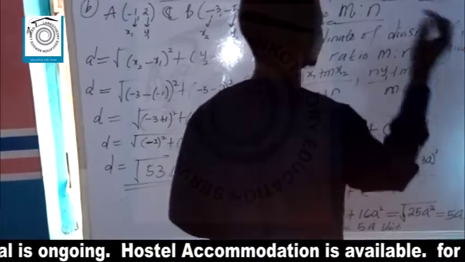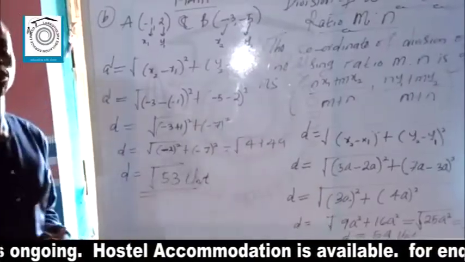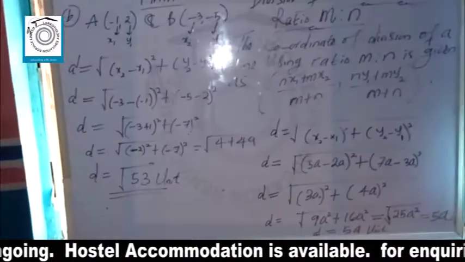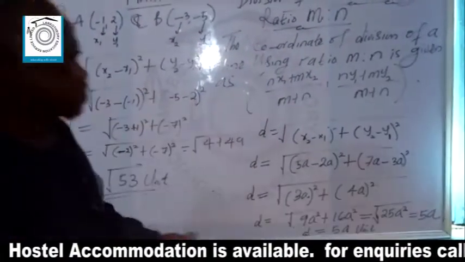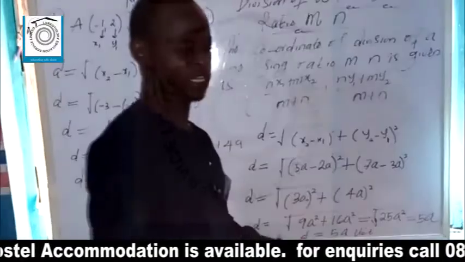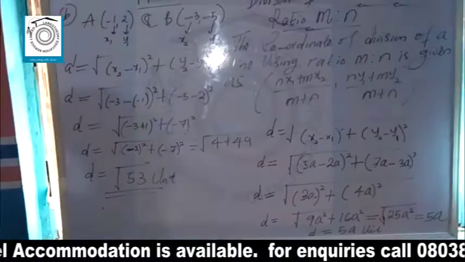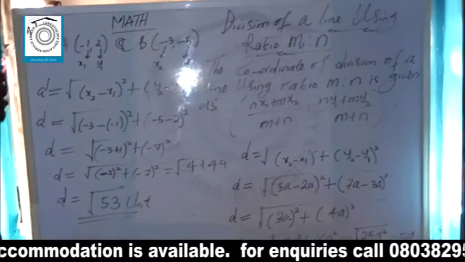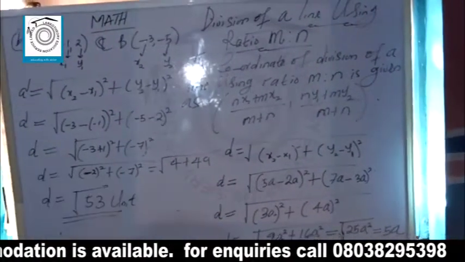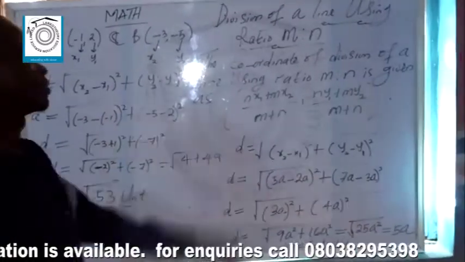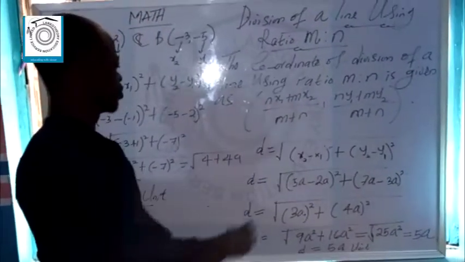So this is the formula for division of a line using ratio m to n. To divide a line using the ratio m to n, the coordinate of the first point is x1, y1, and the coordinate of the second point is x2, y2. So if you have to find the division of a line using the ratio m to n, the formula is (nx1 plus mx2) over (m plus n), and the y coordinate is (ny1 plus my2) upon (m plus n).